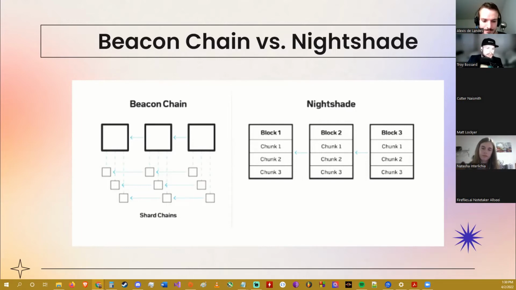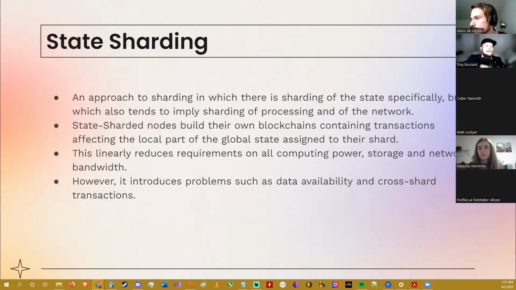Here you can see Nightshade is modeled as a single block. It uses something called chunking, which we're going to talk a little bit about in a second. So let's move on to the next slide.